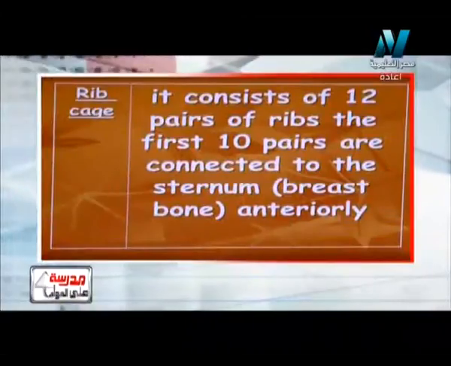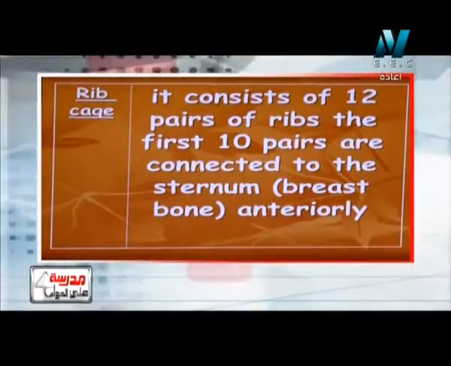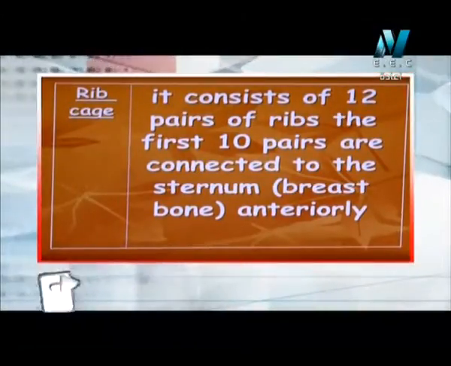Okay? So where is the rib? The rib is like an arch. It starts from the backbone, the vertebral column, and comes around the lung and the heart and goes to the important bone, which is called the breastbone, or the sternum in Arabic. So again, all the ribs except 4 of them are connected to the breastbone anteriorly.